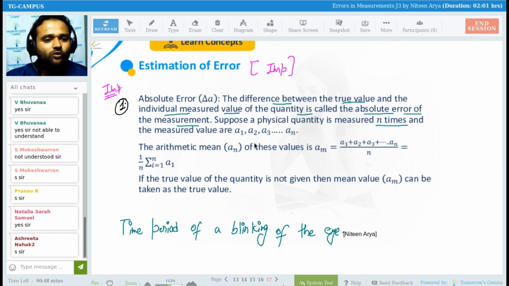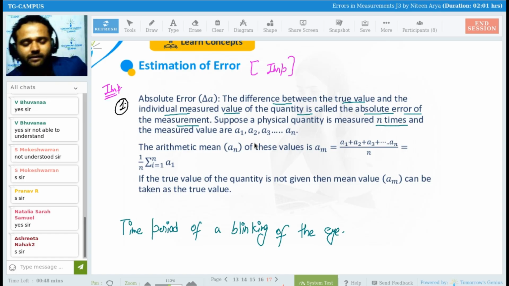Clear? So you have a group of 4-5 people. Suppose right now we have seven people, seven students. Any one particular person is taken as an experimental body. For example, suppose Bhuvana. After how many seconds is she going to blink her eye? So we are going to observe the time.